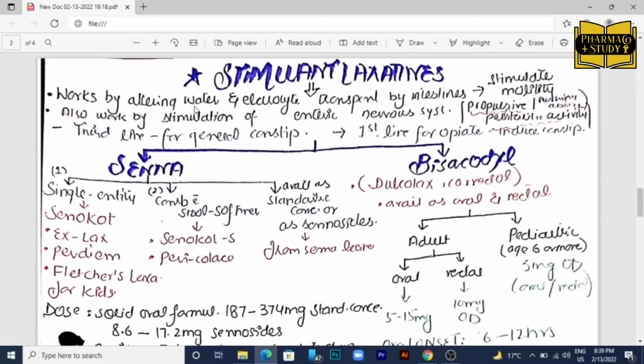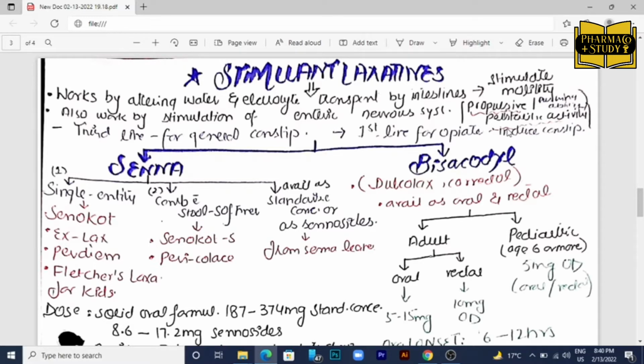It works by altering the water and electrolyte transport in the intestine, which results in the stimulation of motility. It also works by stimulation of the enteric nervous system, which is very important, and is known as the propulsive or peristaltic activity. The pushing ability of the intestine increases.